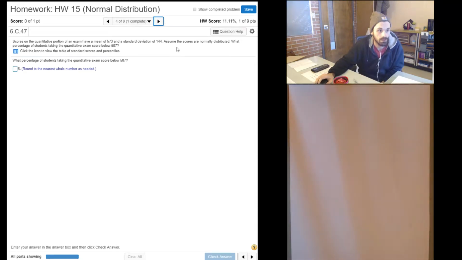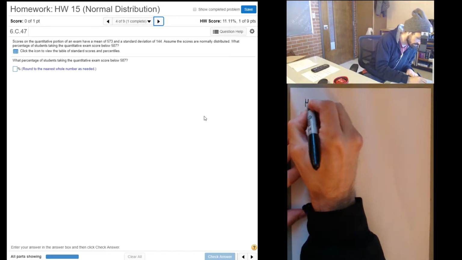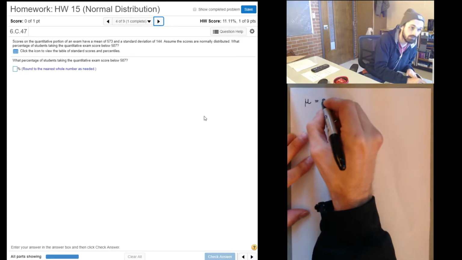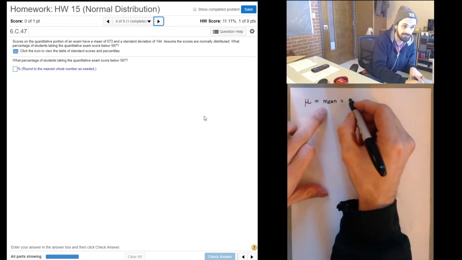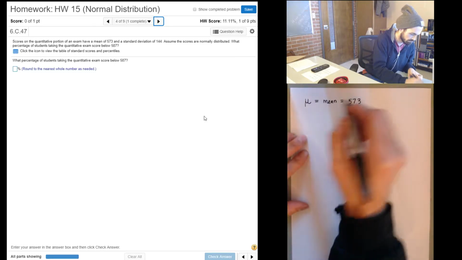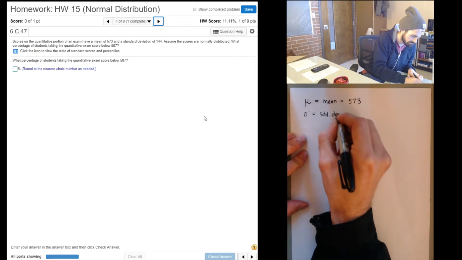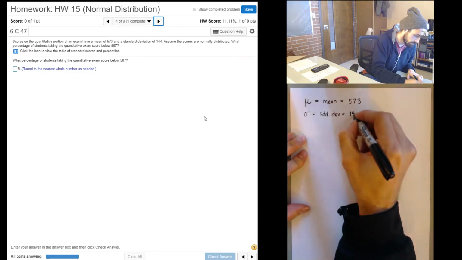All right, on to the next. So this is problem number 4. Scores on the quantitative portion of an exam have a mean of 573. Recognize in a lot of these, I'm hesitant to say all, but it's pretty close to all, they always start by giving us a mean and a standard deviation. So we have a mean of 573 and a standard deviation of 144.